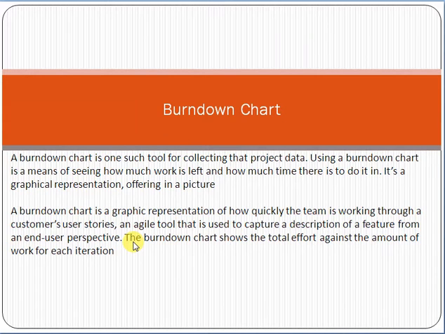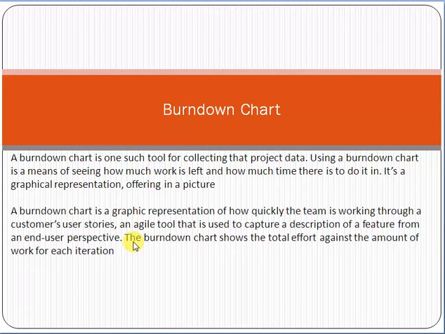Burndown Chart, friends. First of all, try to understand that the Burndown Chart is a concept of the Scrum framework or Agile methodology. Whenever we are implementing a project through the Agile or Scrum framework, we use this concept of Burndown Chart. A Burndown Chart is a graphical representation of the work which is remaining. It is one such tool for collecting project data. Using a burndown chart is a means of seeing how much work is left and how much time there is to do it. It's a graphical representation, a picture.